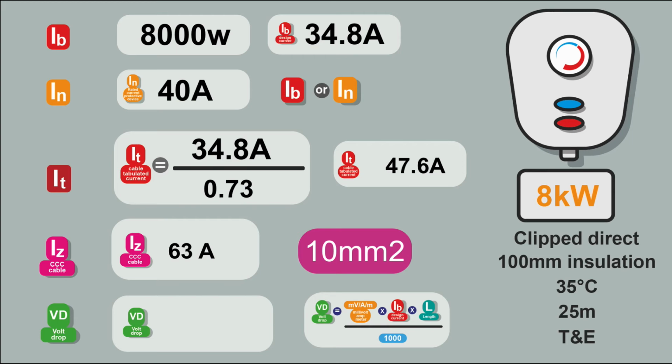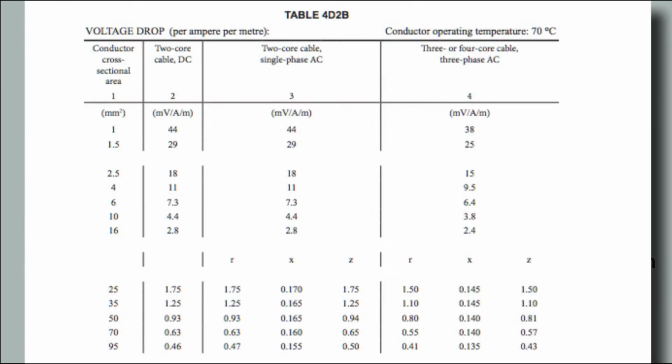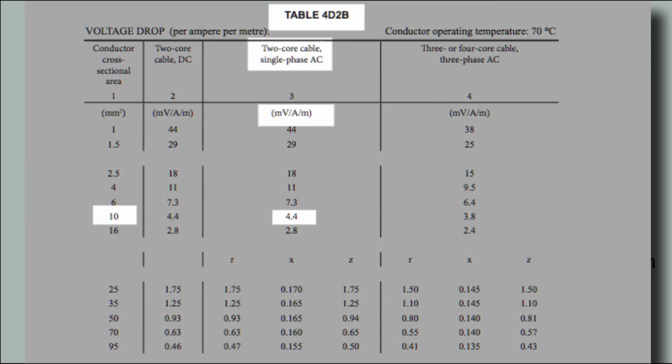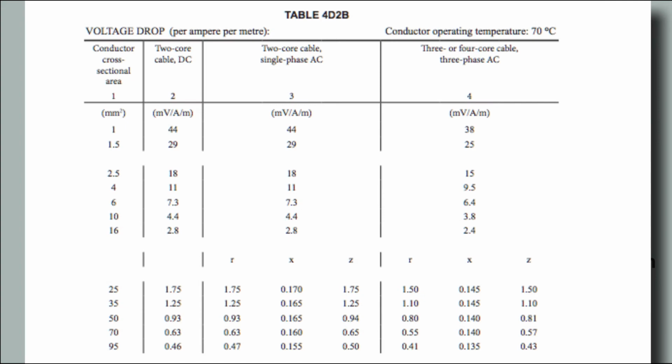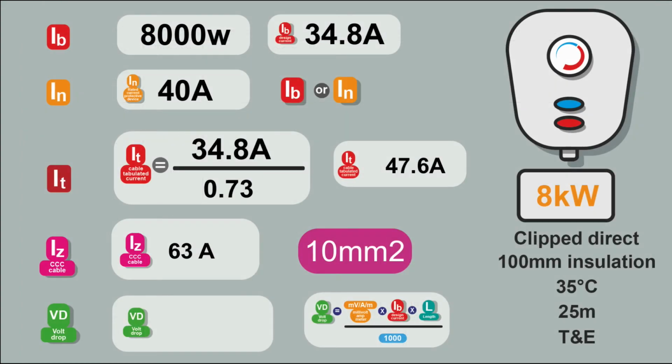You've just got to make sure that you take into account any correction factors, and then you know that your cable choice is good. So the next step is to work out the volt drop and see if that's acceptable. We look at table 4D2B, and we look at 10 millimeter squared cable, and it gives a millivolt per amp per meter value of 4.4. And we have our design current, and we know the length, so we can now calculate the volt drop. So 4.4 times 34.8 times 25 is 3,828. We need to convert that from millivolts to volts, so we divide by 1000.